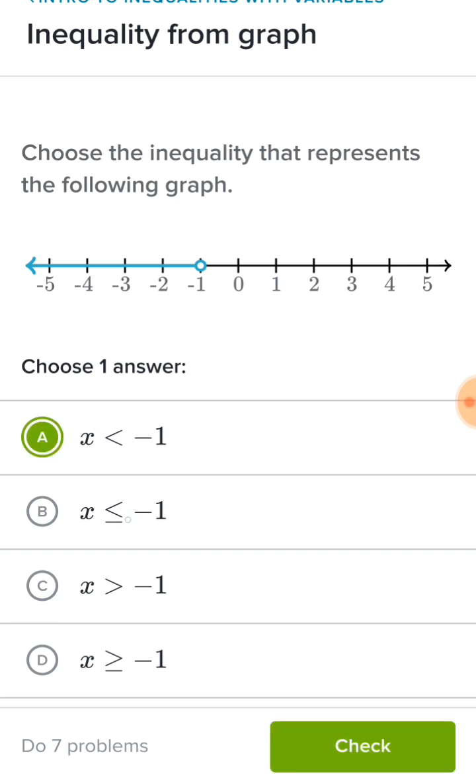B is incorrect because it is not equal. If it's equal, the circle should be colored, shaded in. If it's not equal, it should not be shaded in, and there should be no underline.